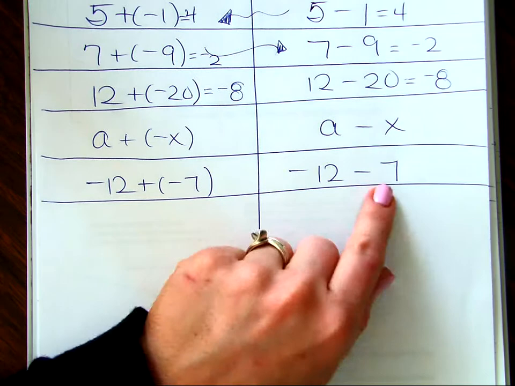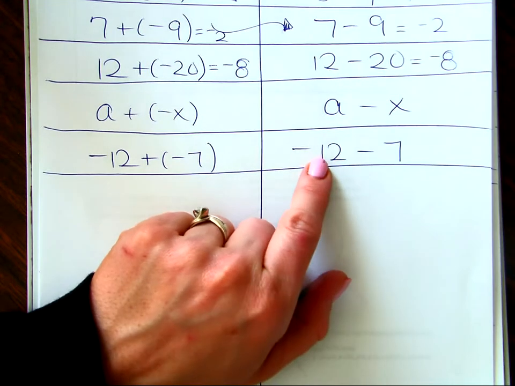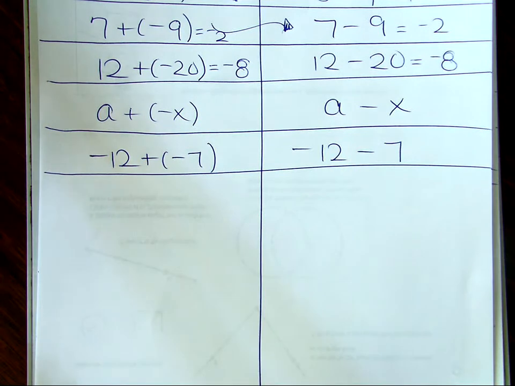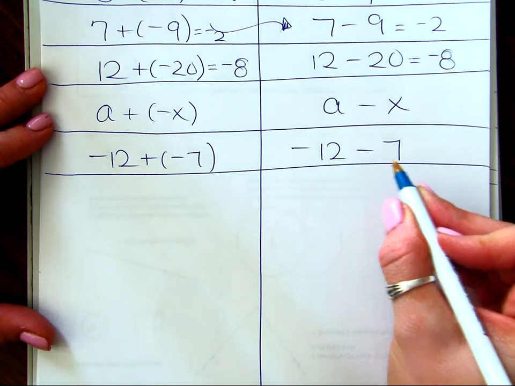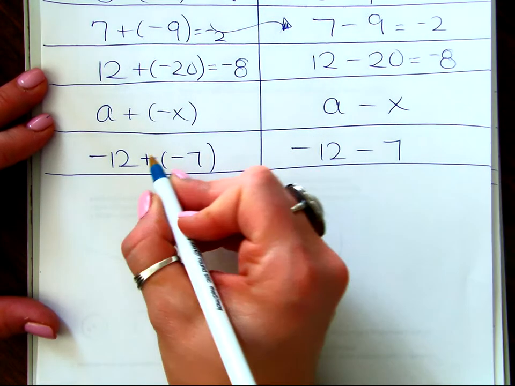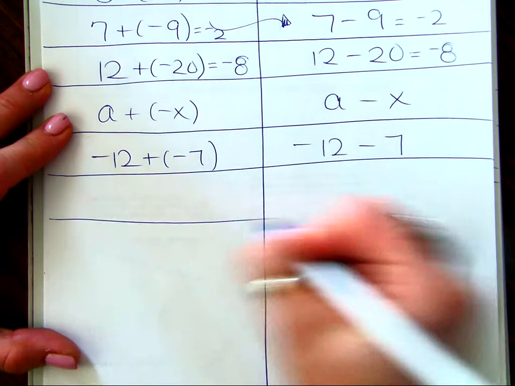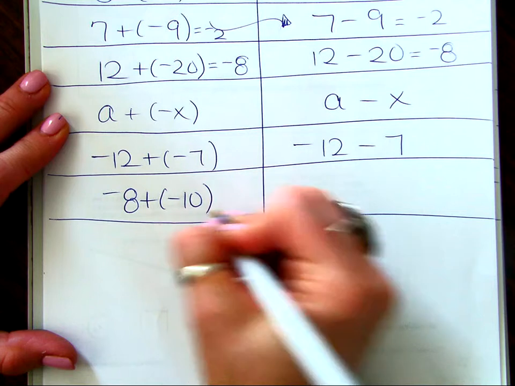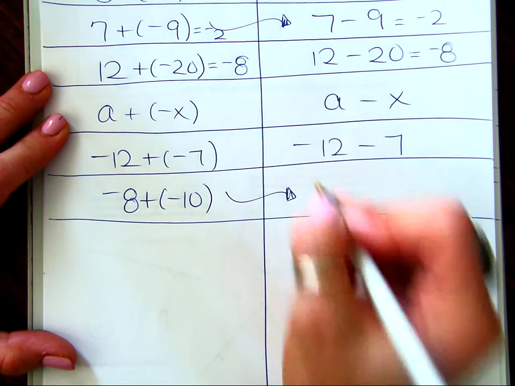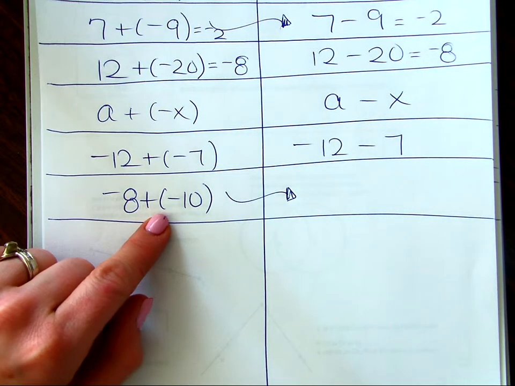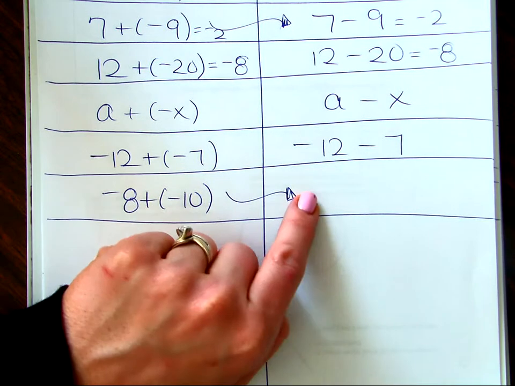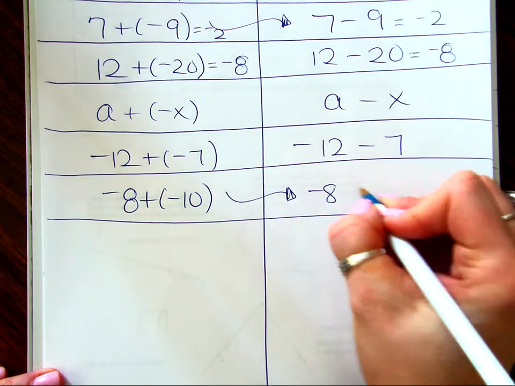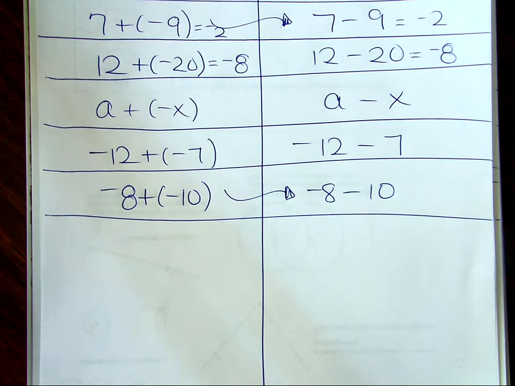Right. So this is a great example to show you that what you're starting with doesn't change. It's what you're taking out or putting in, right? So I'm taking 7 away from negative 12, or I'm adding in a negative 7. So what did this start out as? If that's the addition problem, what is the subtraction problem that it was? Wesley? It was negative 8 minus 10. Yes, it was. Got it? Okay.